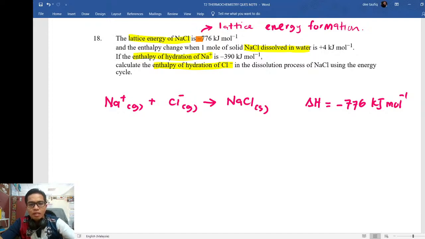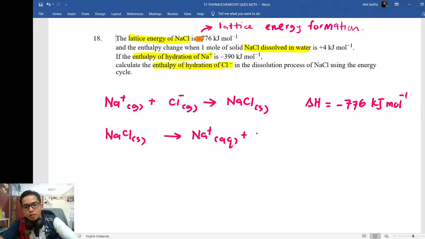The second one is enthalpy change, 1 mole of NaCl dissolved in water. So this is enthalpy of solution. NaCl solid dissolved in water will produce Na plus aqueous and Cl minus aqueous. The given delta H is positive 4 kilojoule per mole.